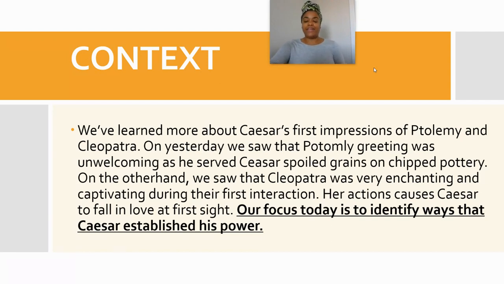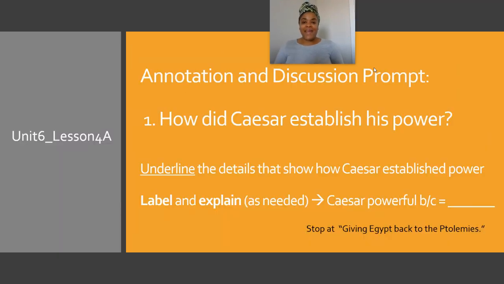We're moving. So our annotation and discussion prompt is, how did Caesar establish his power? Go ahead and write our discussion prompt on your paper. It's a pretty short prompt. How did Caesar establish his power?